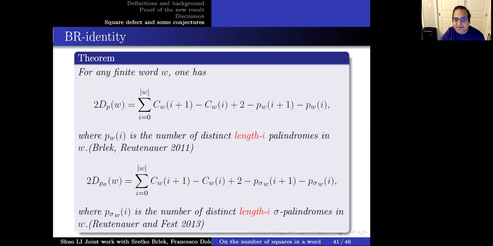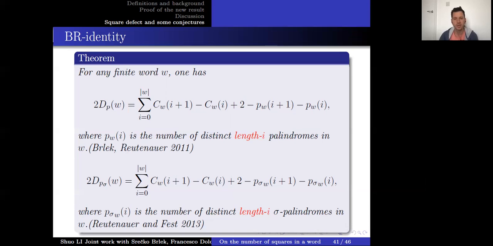Robert? Hi, so I'm not sure, can you hear me? Yeah, sure. Okay, so I'm not sure if I understood Arseny's question correctly, but I think that Deza, Franek and Thierry gave a ternary word of length 33 which basically has one square more than any binary word.